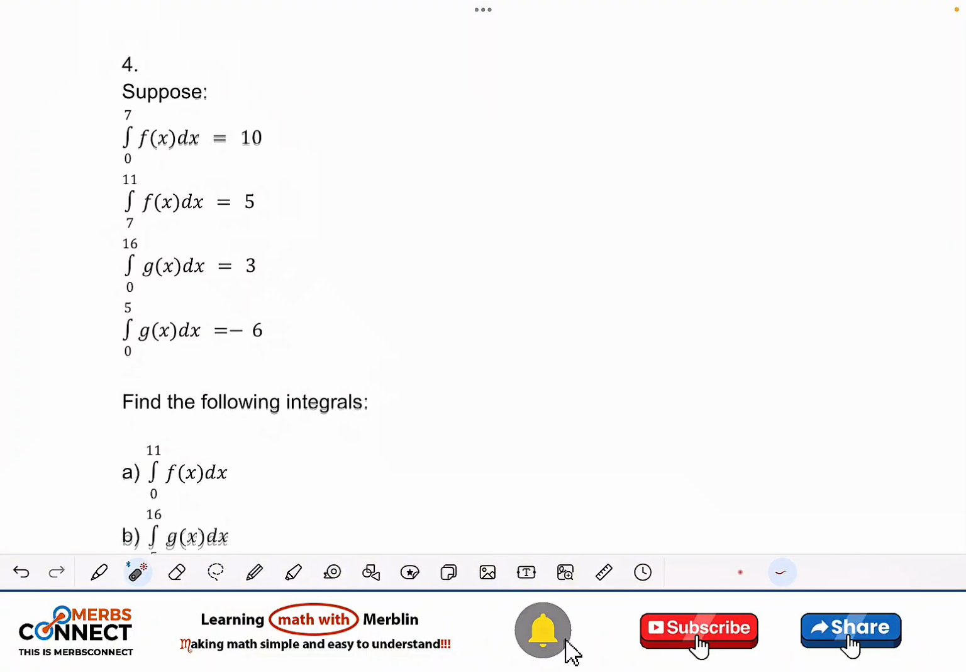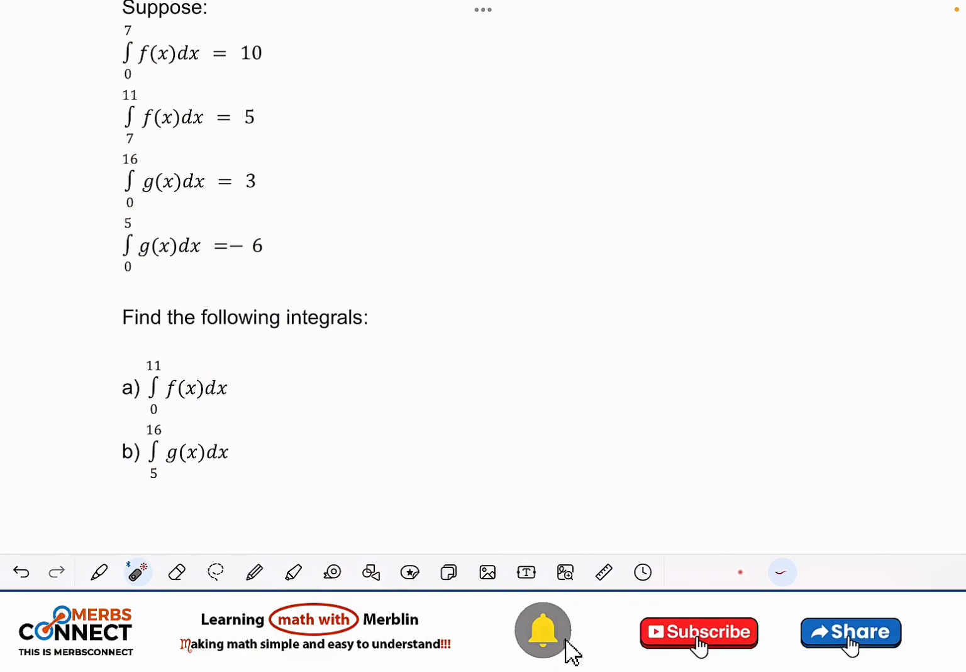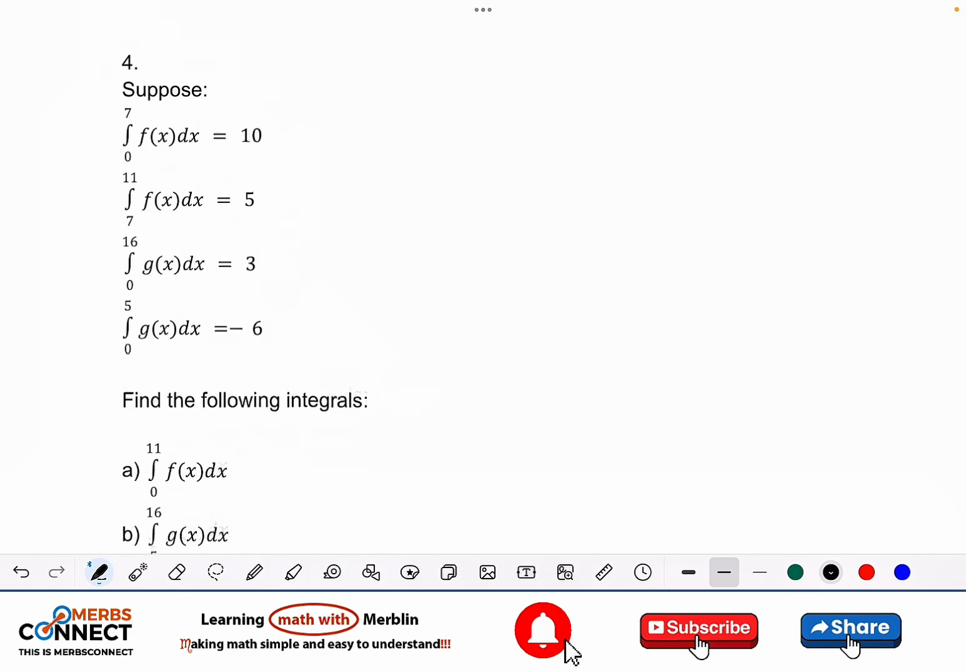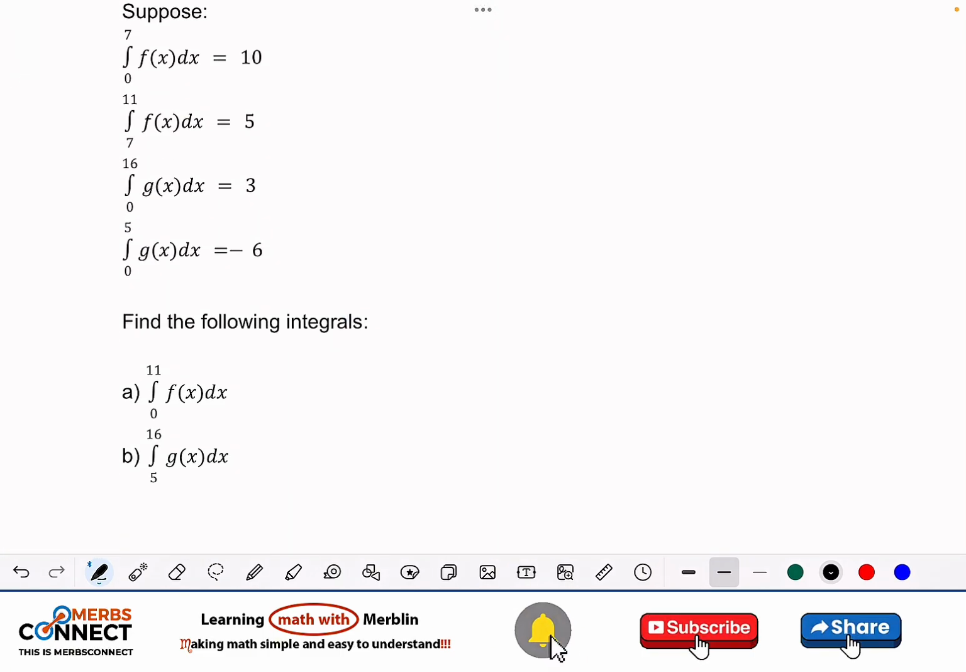Another integration again, but this one is kind of easy. Let me show you very quick. Now this is question 4. Have we done question 3? Okay, we've done question 3. This is question 4, and they've given us information and they want us to do something like this.